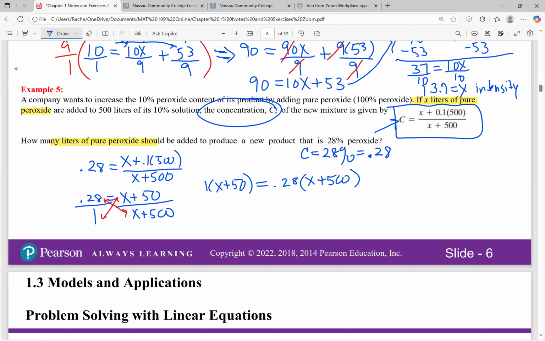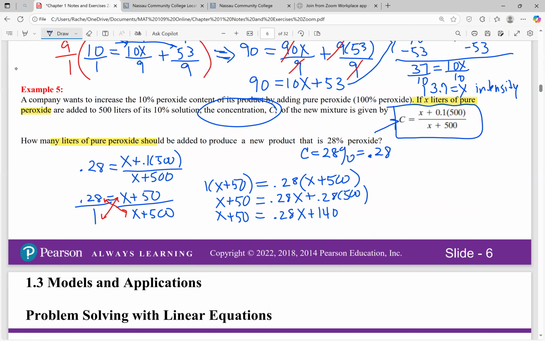Distribute, get rid of parentheses. So on the left, I'm going to have X + 50. And then on the right, I'm going to have 0.28X plus 0.28 times 500. And we can multiply that out. So 0.28 times 500 is 140. So we're going to have X + 50 = 0.28X + 140.